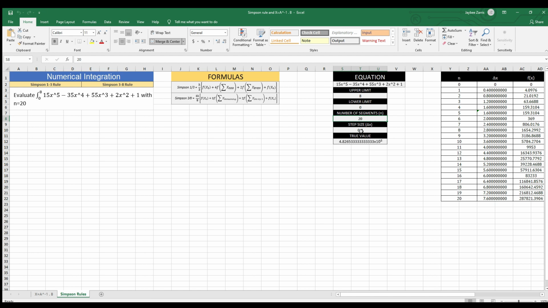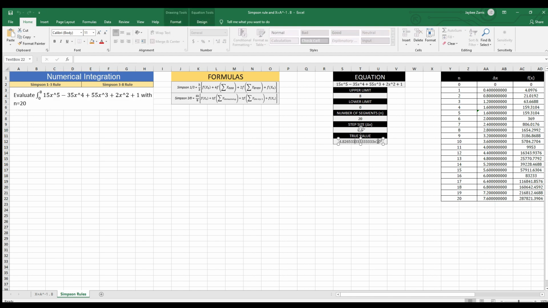Then, step size. Paano nga ba natin isolve ang step size? Yung kailangan natin gawin dito is ito yung ginawa kong formula. Ang ginawa ko dito is upper limit minus lower limit, then divided by 20. Pag in-enter mo siya, ito lalabas, 0.4. Tapos, ang true value naman is ito. Makuha naman natin to sa pamamagitan ng pag-solve ng ating equation manually. So, kunwari, nasagutan na natin siya.